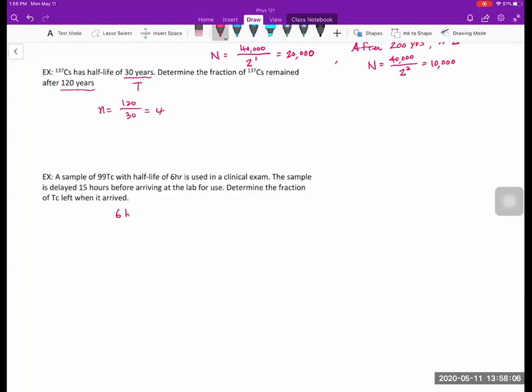6 hours is what? Which symbol were you using here? Is it the lambda or the t or the small t or the N? Isn't it the T? Yeah, it's the big T here. Okay, so this big T represents the half-life. Now after this, we look at the 15 hours. What does the 15 hours represent in our equation? It's the small t.